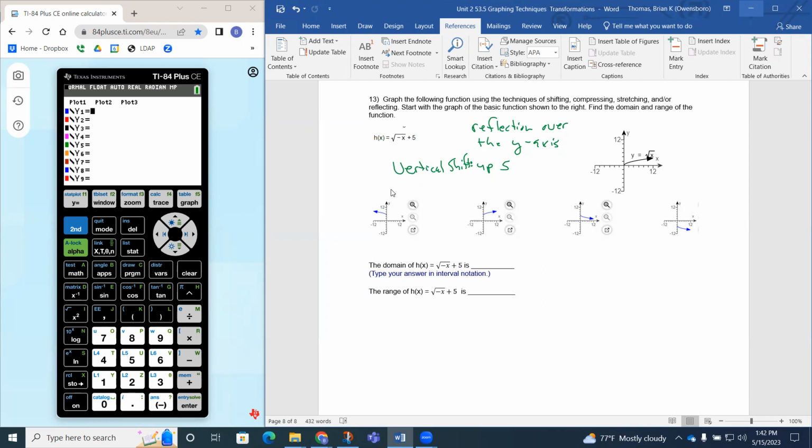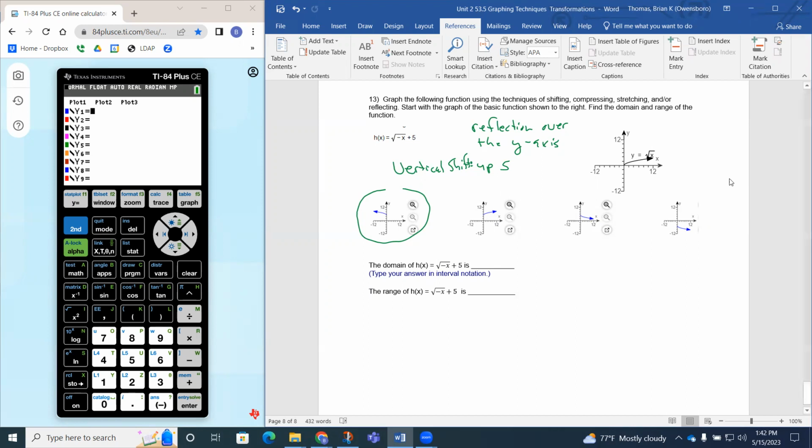Looks like this first graph is doing that. This one's still pointing in the same direction. This would be a reflection over the x-axis, and that would have to be on the outside. And that's a movement of down 5, and we should have gone up 5. So this one's all backwards.